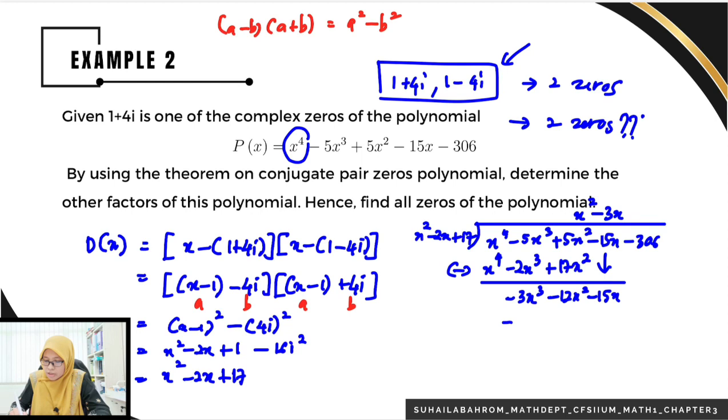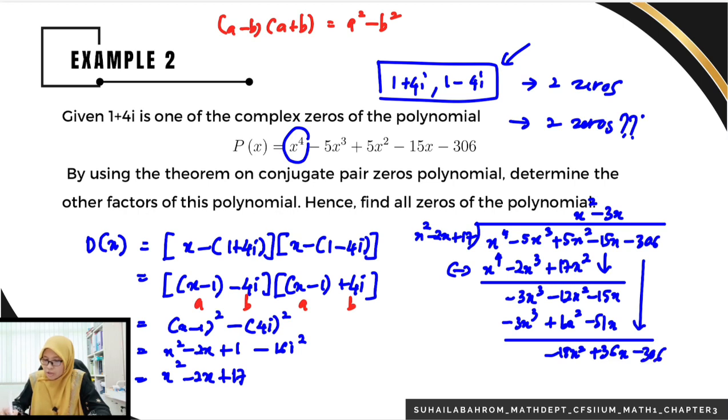To remove negative 3x cubed, we need negative 3x, which gives negative 3x cubed plus 6x squared and then minus 51x. The operation here is minus, and we get negative 18x squared plus 36x, and we bring this down, so we have minus 306. Then we need to remove the term negative 18x squared, so we need negative 18 up here, giving negative 18x squared plus 36x minus 306. At the end, the remainder should be 0.